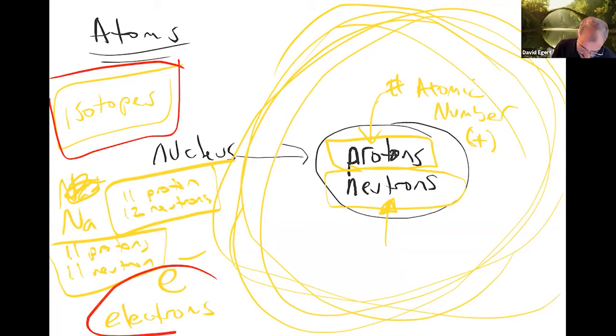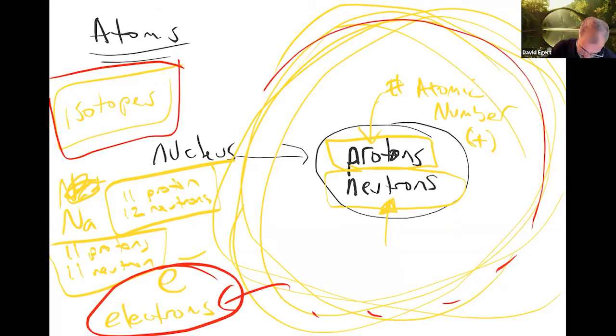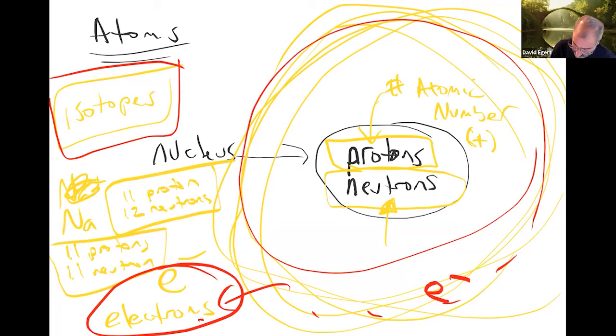Number of electrons around the outside. Again, electrons, I'll usually draw them as an E- because they're an electron, which is an E, and they have a negative charge, so the minus. Again, if I have something like sodium, which has 11 protons.